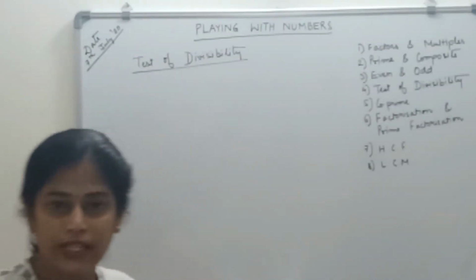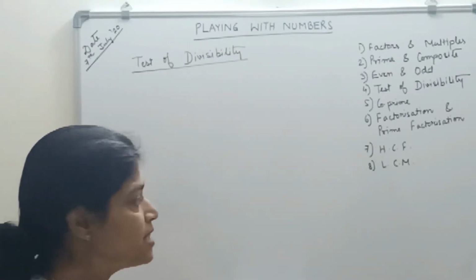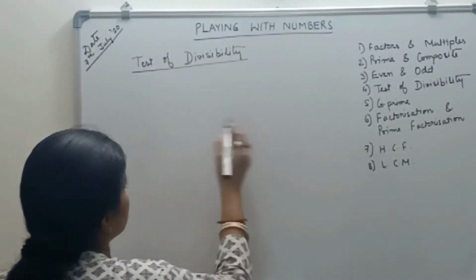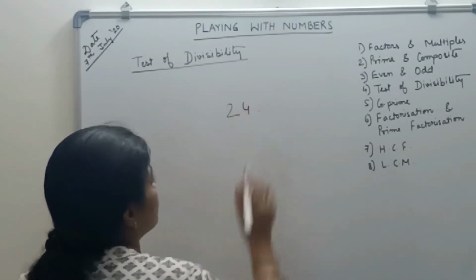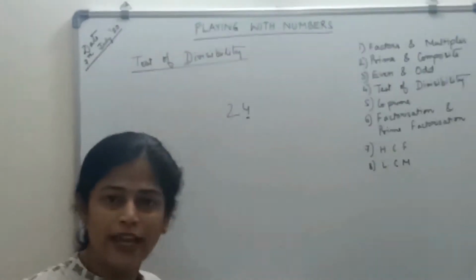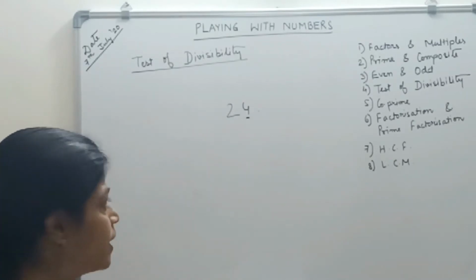Now coming to 6. If a number is divisible by 2 and 3, then the number is divisible by 6. Suppose I am taking the number 24. Since the last digit is 4, I can say it is divisible by 2. Now for 3, we need to know what is that.